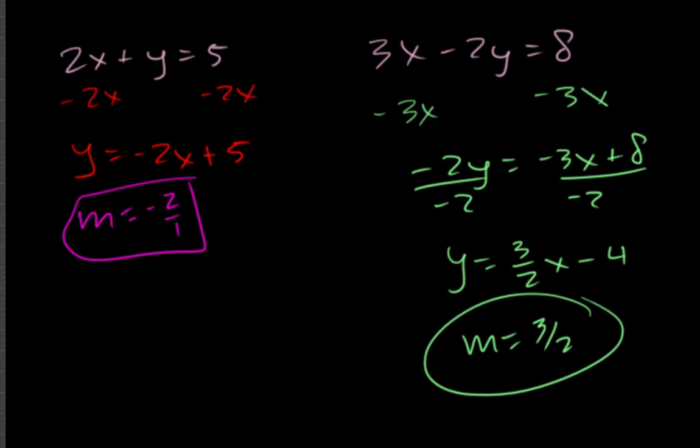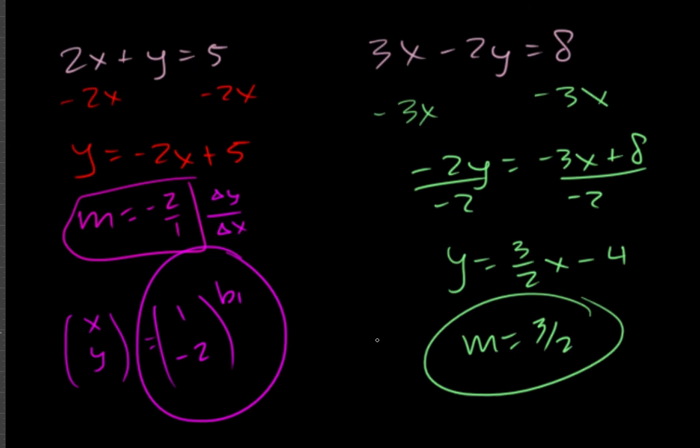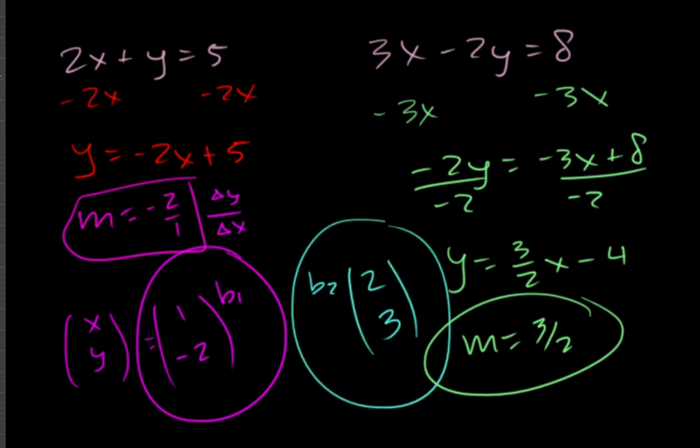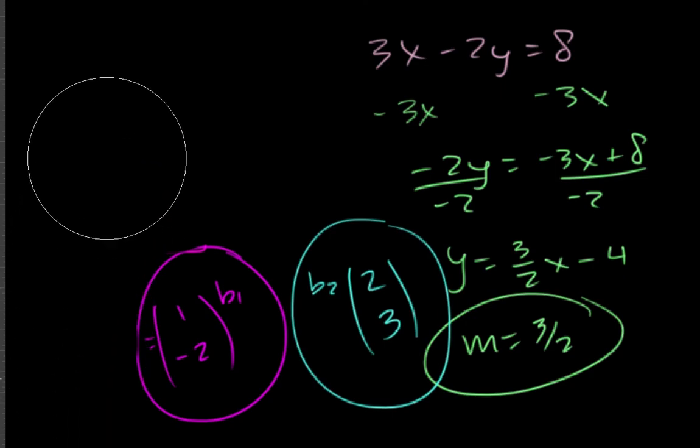So if we change both of those into a vector, which is going to be x, y, we're going to get 1, -2. Because remember, rise is like change in y, run is change in x, and so the bottom is actually the x value. So it feels like we flip it upside down, but we're not really. Now this is our b1, and then our b2 is going to be 2, 3. Okay, we don't need anything else. We just need those two vectors.